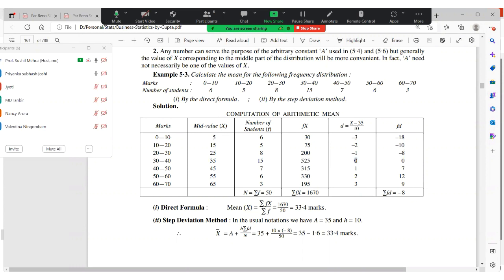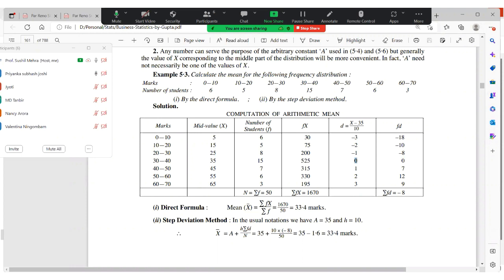Now, in this case, we choose 35, so here it comes 0. Now difference is 10, 10 is same in all cases. So blindly write minus 1, minus 2, minus 3, 1, 2, 3. Right? Clear? No need to put these numbers and then find. Directly you do it. Save time and calculation. Fine?